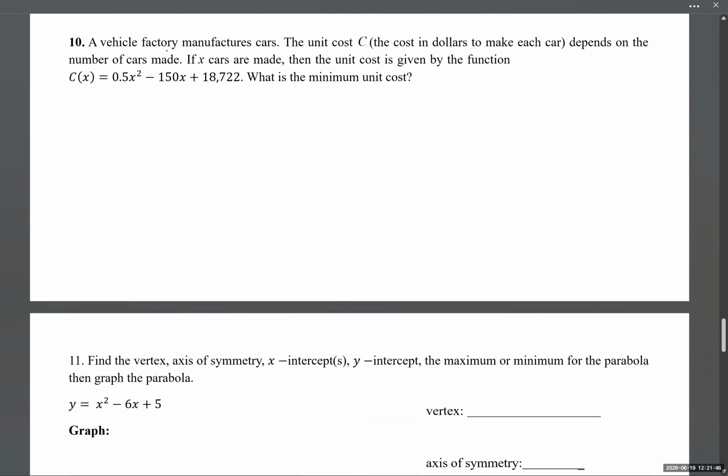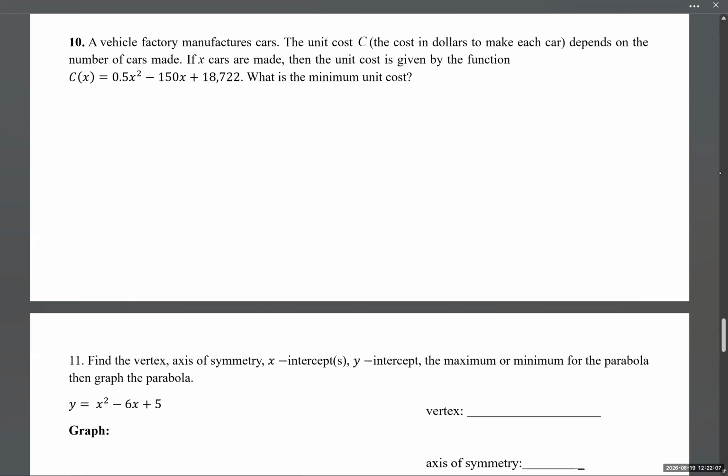Number 10, another applied problem. A vehicle factory manufactures cars. The unit cost C depends on the number of cars that are made. So we need to figure out if X cars are made, then the unit cost is given by this function. We need to figure out what the minimum cost is.